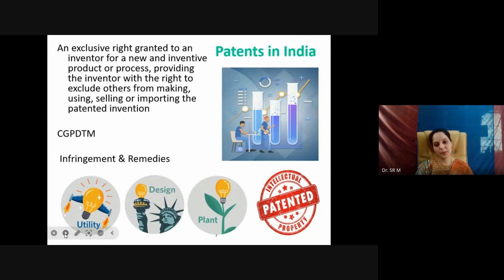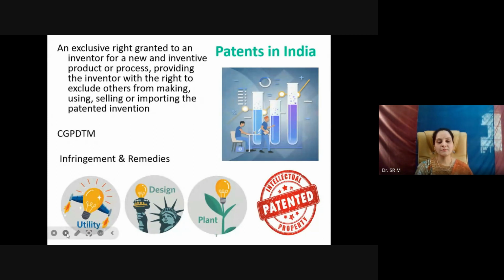Then we have design patents. It is nothing but guarding the ornamental design of an article. Let us say a designer, especially in India, creates a distinctive or aesthetically pleasing casing for a smartphone. Okay. So to protect the unique or visual elements of this design, they try to apply for a design patent. It's nothing but the ornamental design of an article.